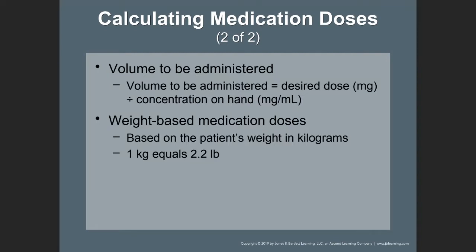So if I have 50% dextrose, which is 25 grams in 50 mils, and I wanted to find out what would be the exact volume of that concentration, then I would divide 25 grams by 50 mils, and that would be 0.5 grams per mil. Now, weight-based medication dosing is based on the patient's weight in kilograms. 1 kilogram is equal to 2.2 pounds.